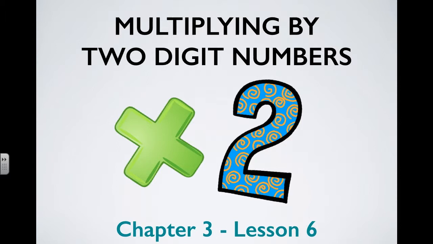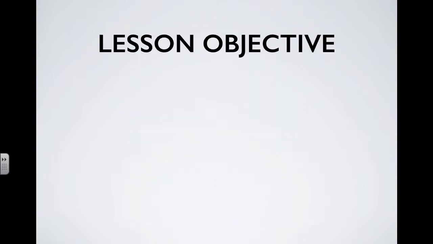This lesson is multiplying by two-digit numbers. It's Chapter 3 and Lesson 6. Make sure you have your notebooks ready because this lesson can be a little confusing and I want to make sure you get all the information down and understand it clearly.